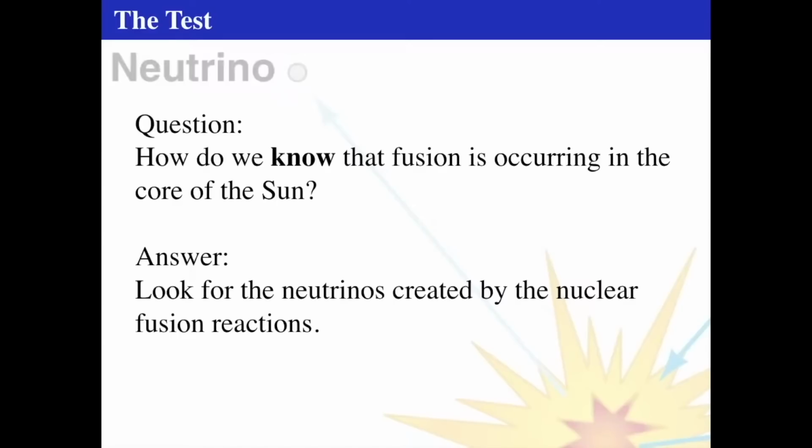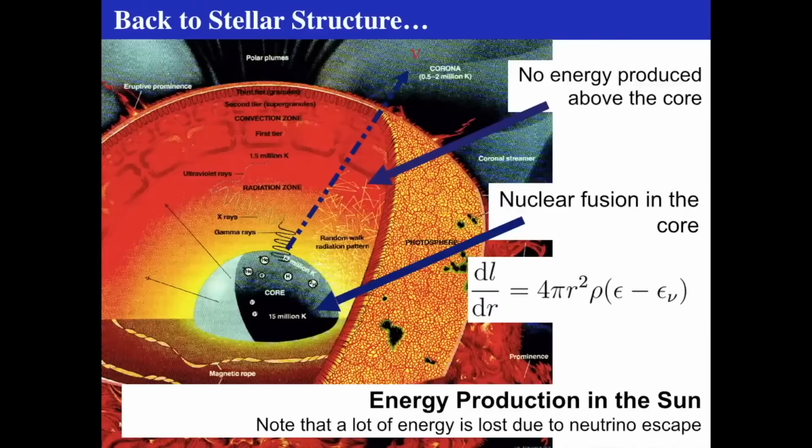That's a really important question. And the answer is an incredible form of detective work that happened in the latter part of the 20th century, and it was an amazing discovery set. And the answer is, look for the neutrinos that have been putatively created by nuclear fusion reactions. Nuclear fusion should produce neutrinos, and so let's go find them. And that was the mission to test whether or not fusion actually is occurring in the core of the sun.